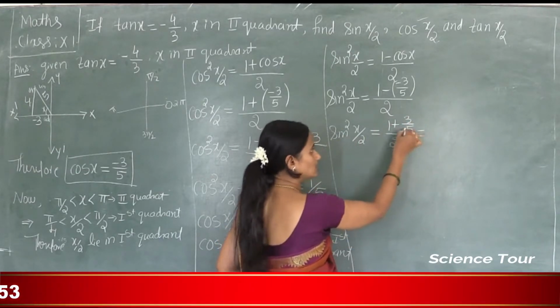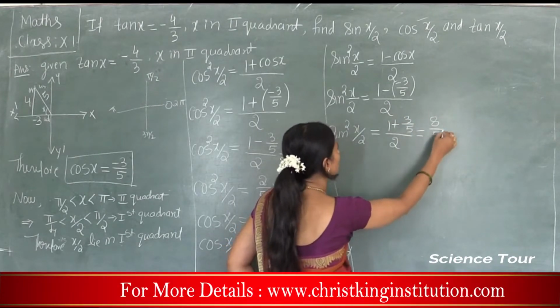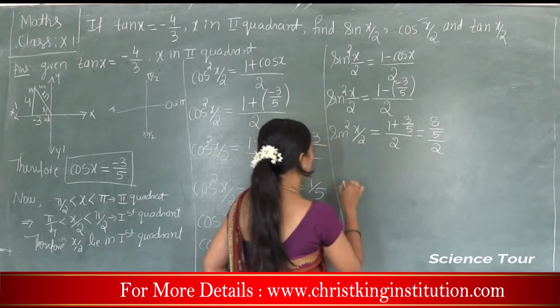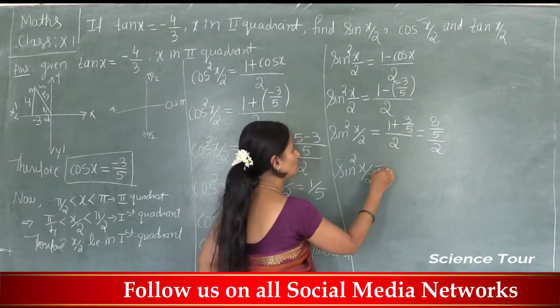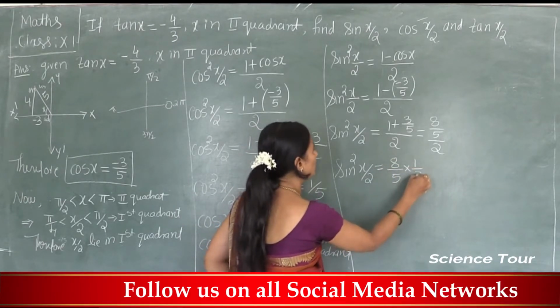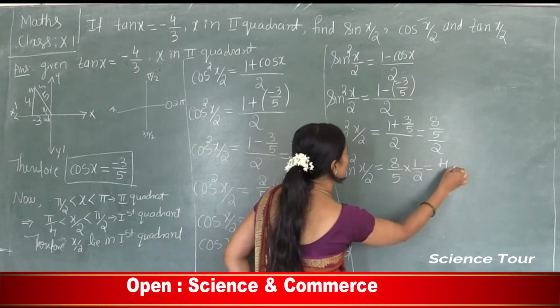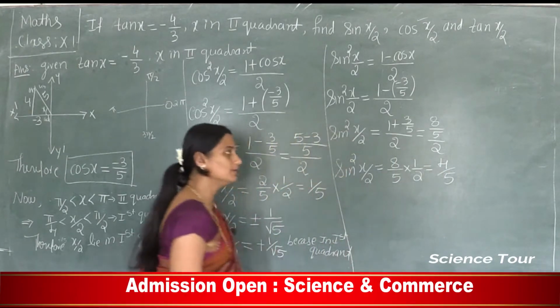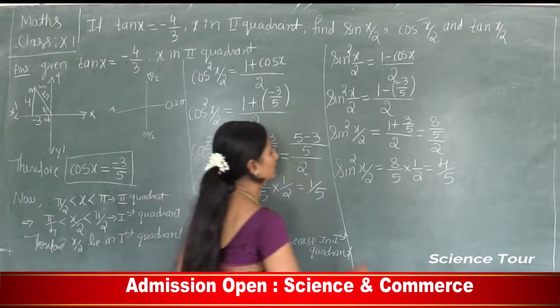So how much is it? LCM 5, and it is 8 divided by 5, divided by 2. So now sin square x by 2 is equal to 8 divided by 5 into 1 divided by 2. 2 ones are 2, 2 fours are 8. So the answer is 4 divided by 5. Sin square x by 2 is 4 divided by 5.